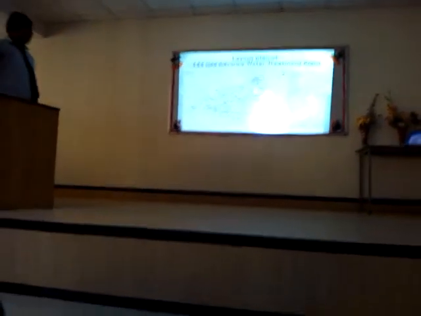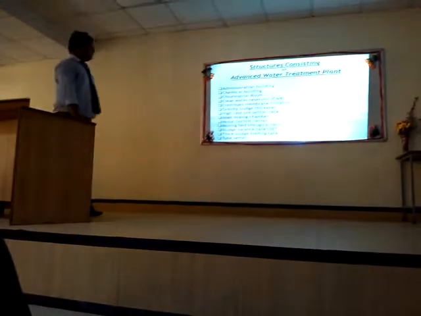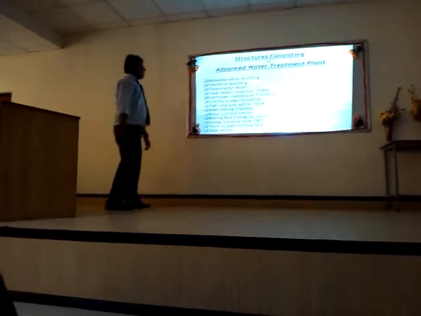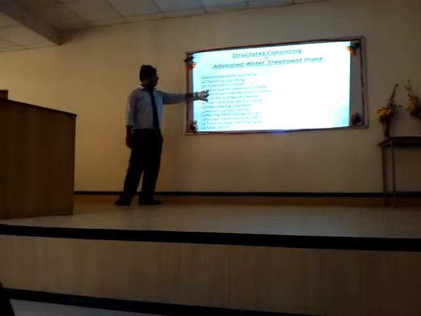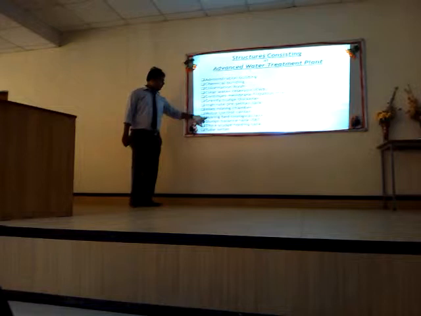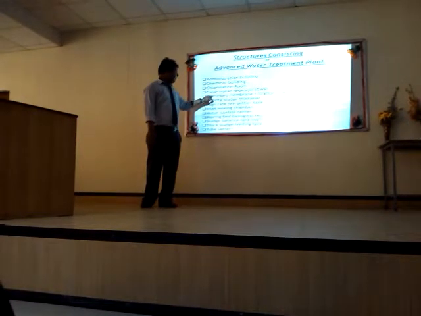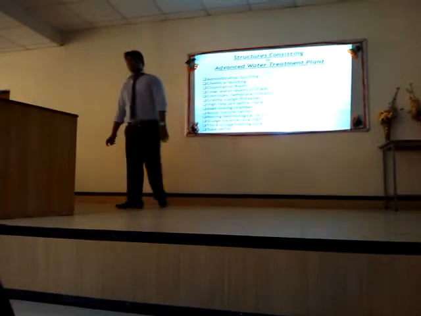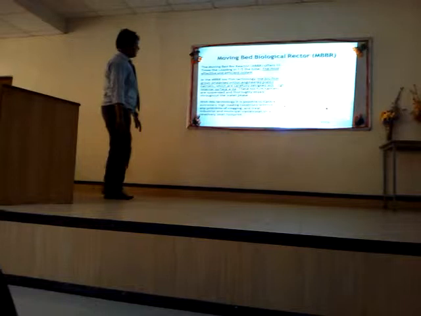In the Ganga project, here are the structures in the advanced water treatment plant. There are only three main buildings. One is the CWR, clear water reservoir, second is the MBBR, moving bed biological reactor, and third is the CMF, continuous membrane filtration. This is a new technology. Please take attention.